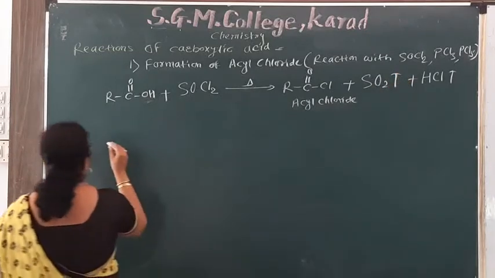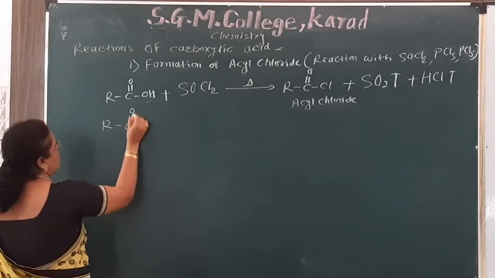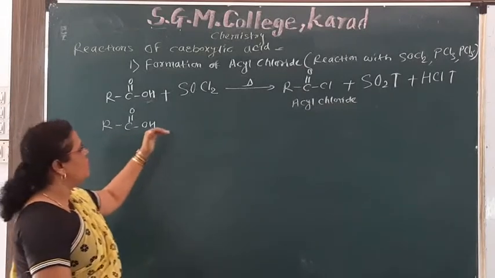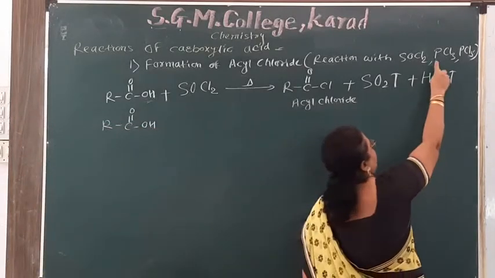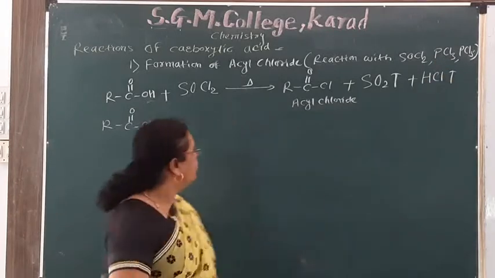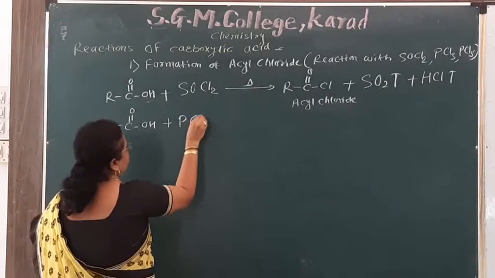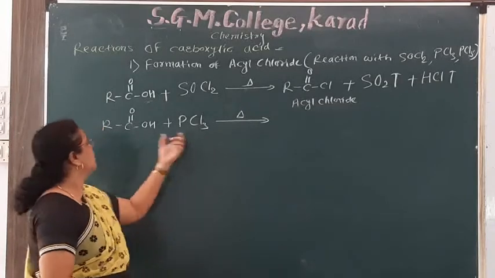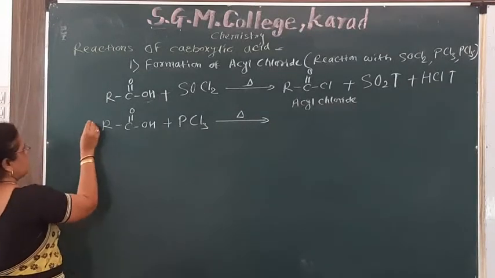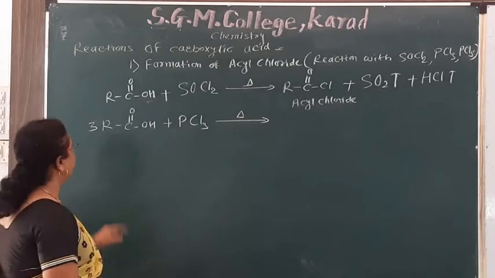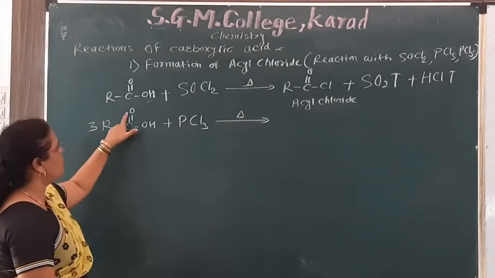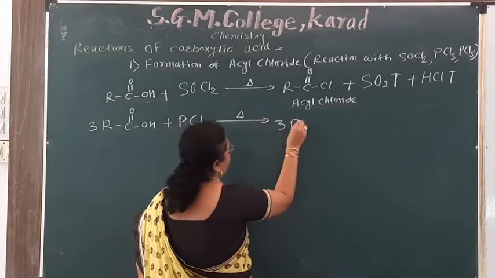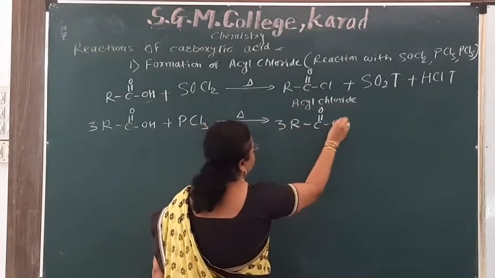Then next, when carboxylic acid RCOOH, the general formula of carboxylic acid, is heated with phosphorus trichloride, that is PCl3, here three chlorine atoms are present, therefore 3 molecules of carboxylic acid are taken. Then we get here thrice R C double bond O Cl, because of 3 chlorine atoms, therefore product is thrice of RCOCl.